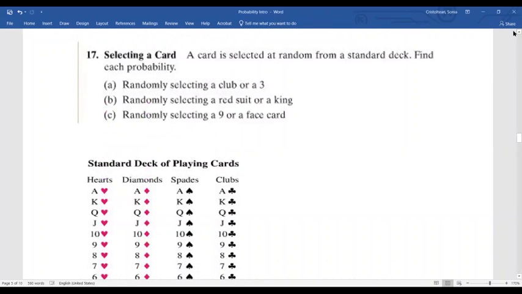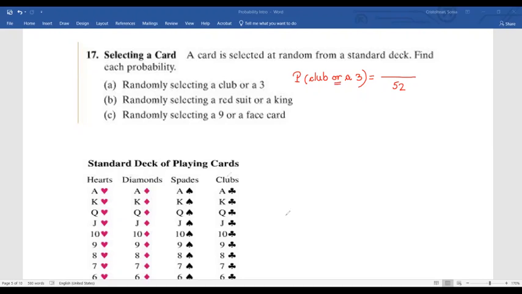A card is selected at random from a standard deck. Find each probability. Randomly selecting a club or a 3. Let's see, what does this mean? Probability of a club or a 3. You know you have 52 cards total. Let's see how many of these outcomes are clubs or 3s.